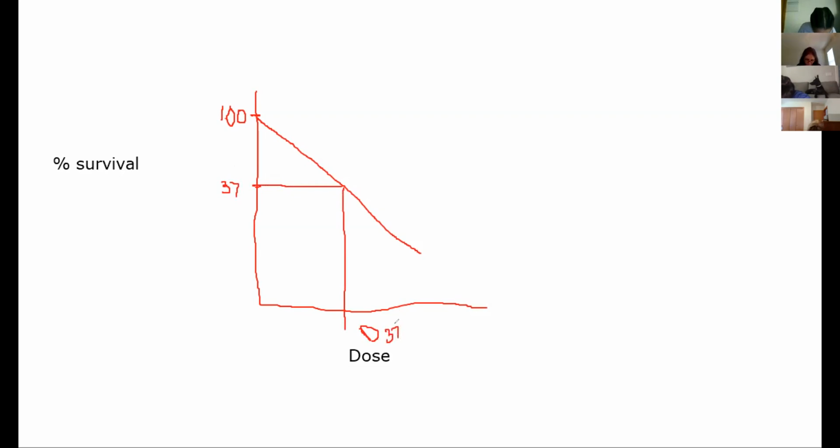So you have 3 exponential curves, A, B, and C. I want you to calculate D sub 37 for each one. Don't yell out your answers.